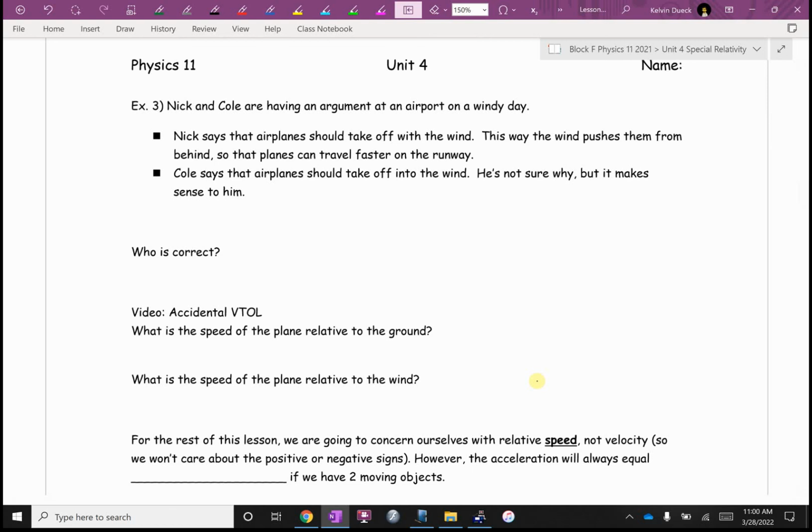Nick and Cole are having an argument at an airport on a windy day. Nick says airplanes should take off with the wind so that the wind is pushing them from behind. That way the planes can travel faster on the runway. Cole says that airplanes should take off facing into the wind. He's not sure why, but it makes sense to him. Who is correct? Should airplanes take off with the wind pushing them from behind, or with the wind in their face?